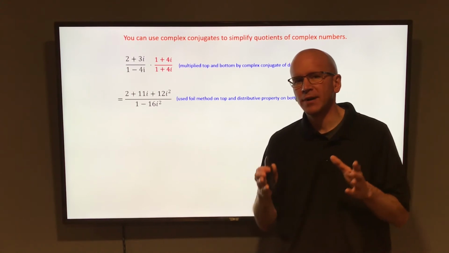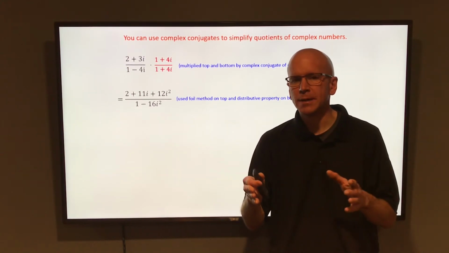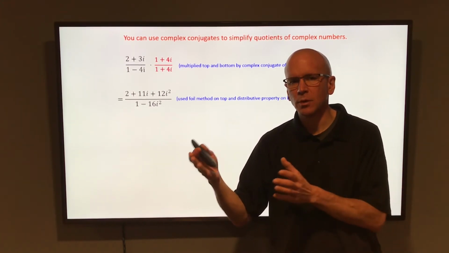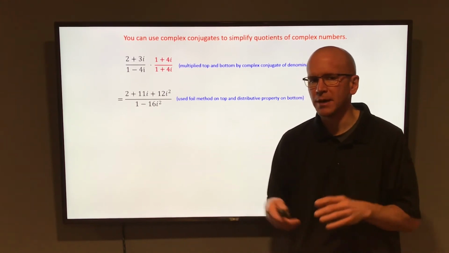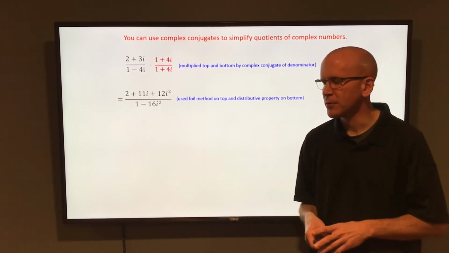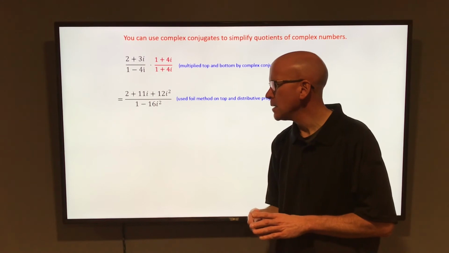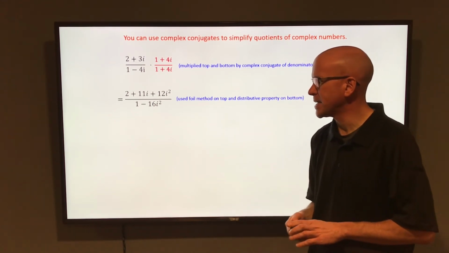It's just like if you have x plus 3 times x minus 3. That's x squared minus 9. Just square the first term, square the last term, put a minus sign between them. You've dealt with the difference of two squares before. Now wherever you see an i squared, that is negative 1.